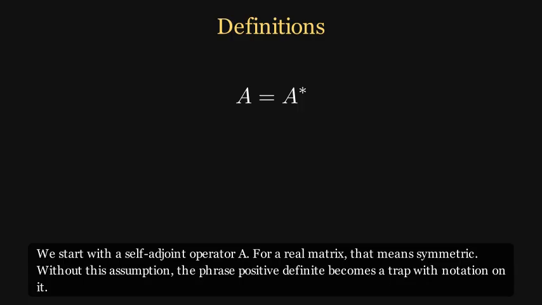We start with a self-adjoint operator A. For a real matrix, that means symmetric. Without this assumption, the phrase positive definite becomes a trap with notation on it.